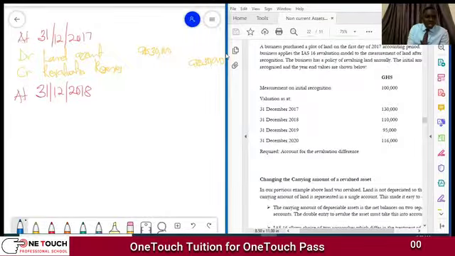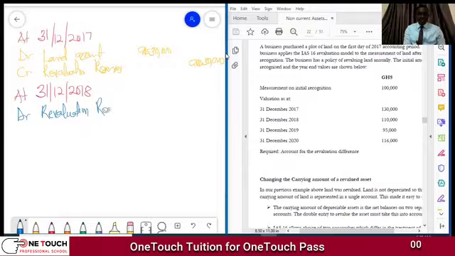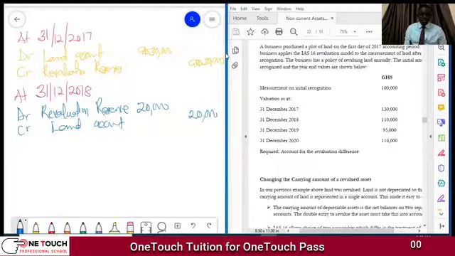Good. So here we debit revaluation reserve by 20,000. The entire loss will be debited to the revaluation reserve account. Then we credit the land account also with 20,000 because there has been a loss in value. Good.